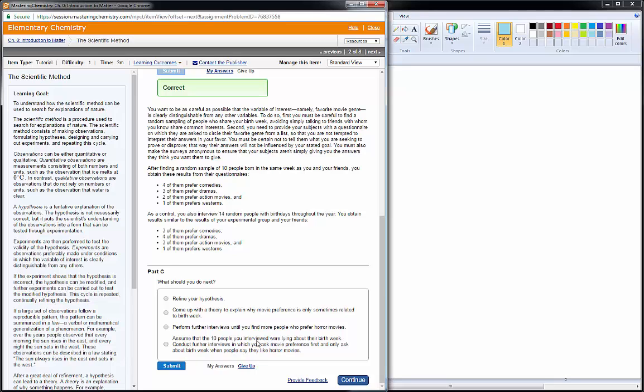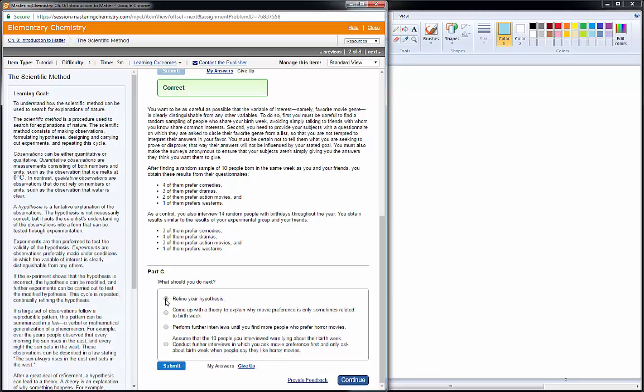You could assume that they were lying, and you could find people who like horror movies and then ask about the birth week. But again, that introduces an element of leading the person to give you the answer that you want rather than the answer that is true necessarily. You could come up with a theory to explain why movie preference is only sometimes related to birth week. But really the best thing to do is to go back to your original hypothesis and refine it.